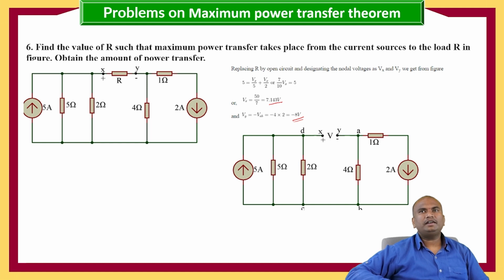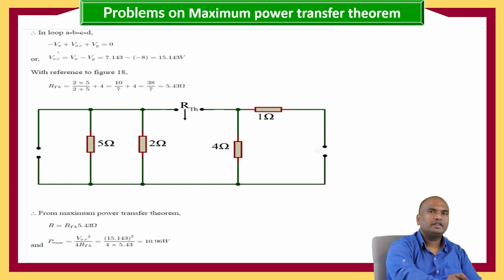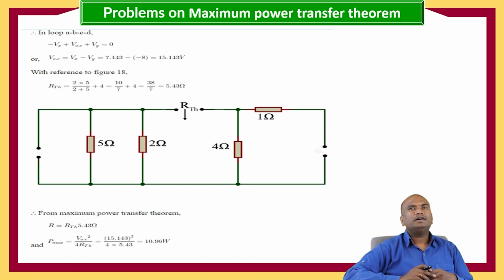Now we got the Vx and Vy. So in loop ABCD, minus Vx plus Voc plus Vy is equal to 0. Where Voc is equal to Vx minus Vy, that is equal to 7.143 minus of minus 8, which is equal to 15.143 volts.